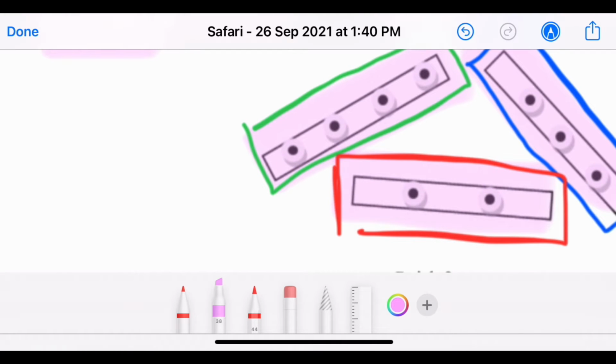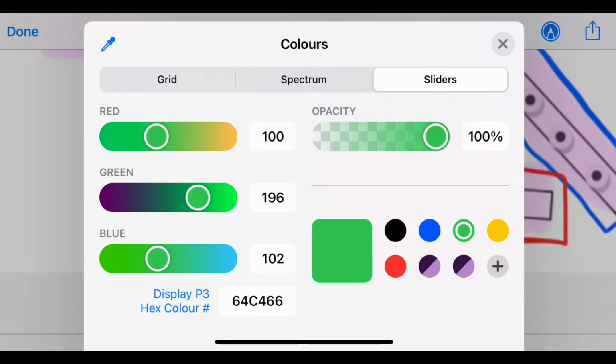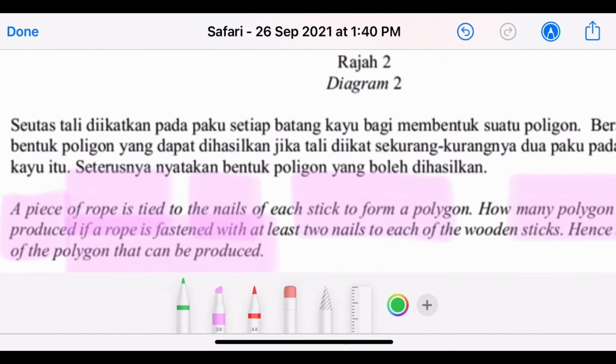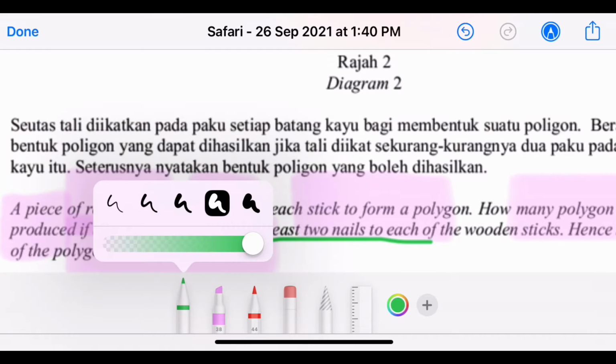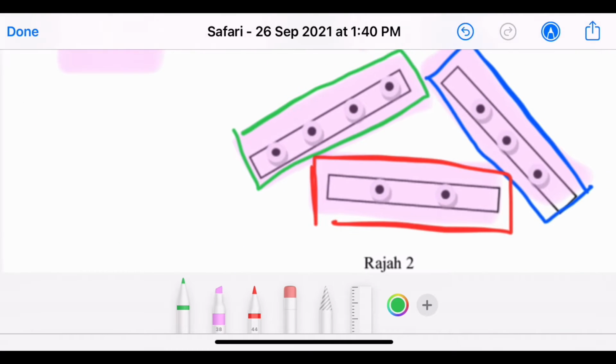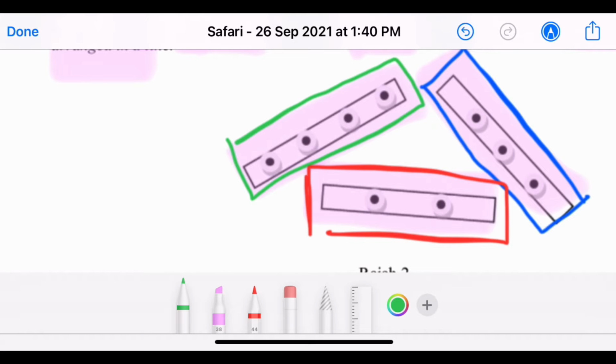So let's say I choose the green one. I must choose at least 2 nails according to the question. The key word is at least 2. So we start from the green one. We have 4C2, I can have 4C3, I can have 4C4.